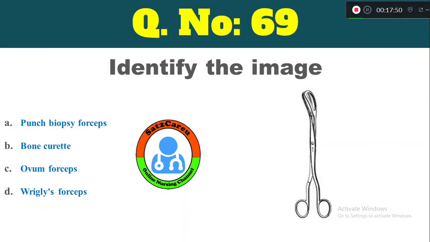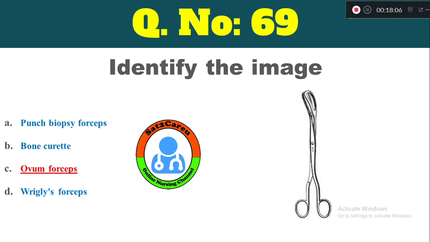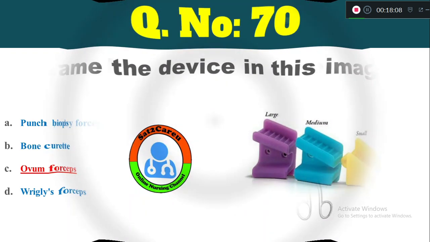Question number 69. Identify the image. Option A, punch biopsy forceps. B, bone curette. Option C, it is an ovum forceps. Option D, they are Wrigley forceps. So this is ovum forceps, the right answer.